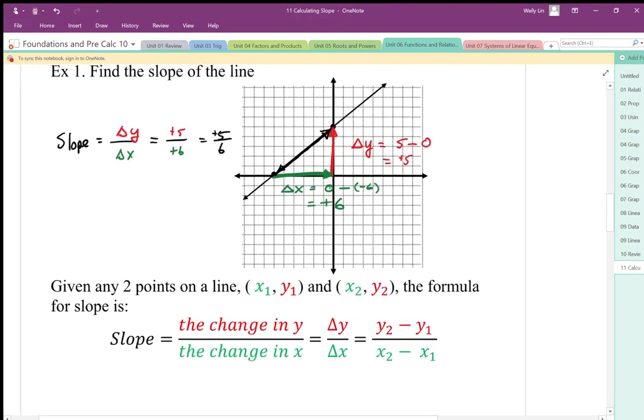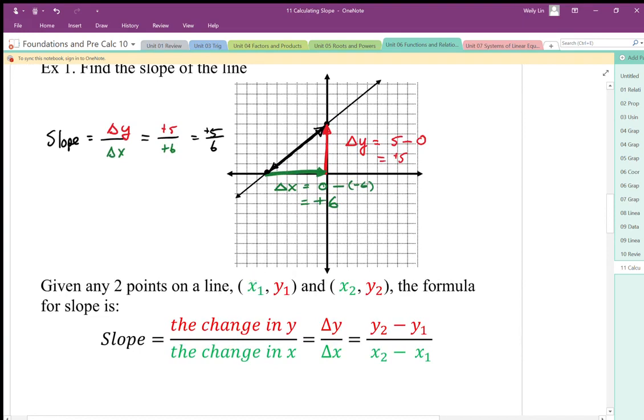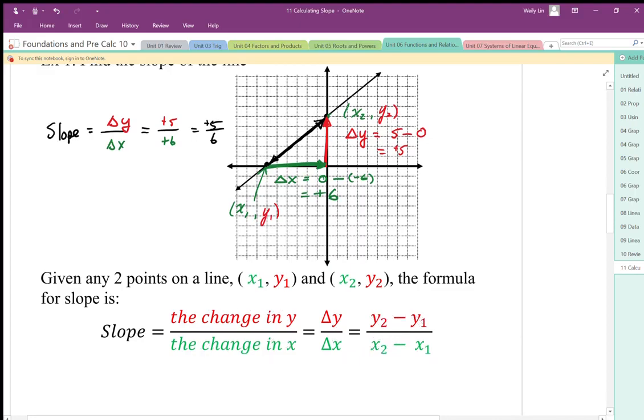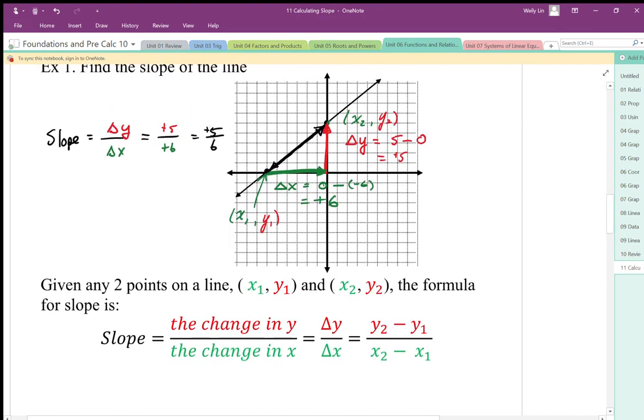So given any 2 points on the line, we have x1, y1, and x2, y2. In this case, the way I've drawn this, this is our x1, this coordinate was our x2, this coordinate has y1, and this coordinate would have y2. And so we end up with the end position as the x2 and y2 positions. So we do end minus start for both the change in y and change in x. And that gives us our slope ratio of plus 5 over 6.